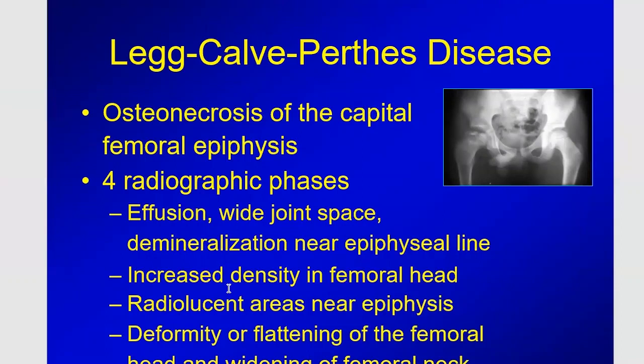Typically, we're going to see effusion. We're going to see a widened joint space. This is one of those pathologies that if that patient goes for an image, it's pretty obvious and pretty apparent what's going on. We will also see increased density of the femoral head, but we'll also see some radiolucency around the epiphysis.